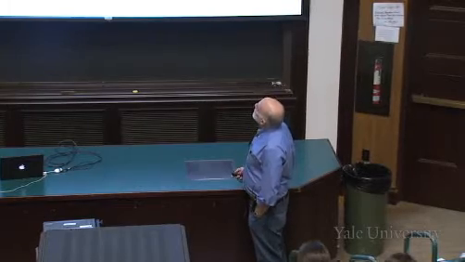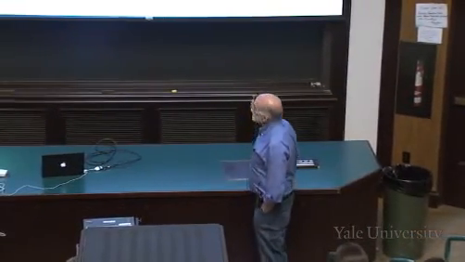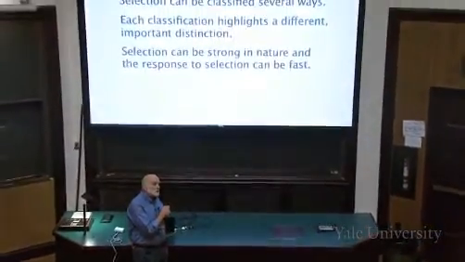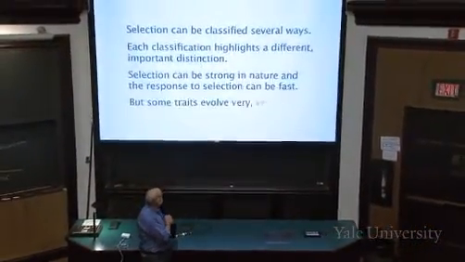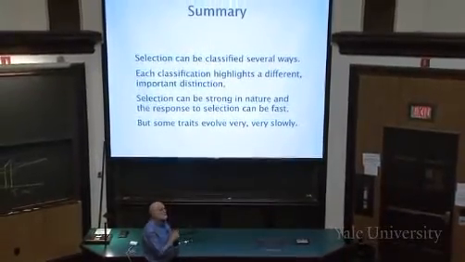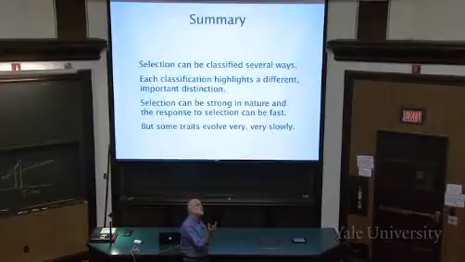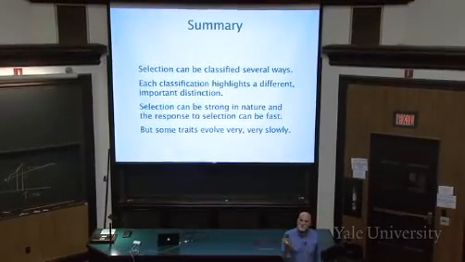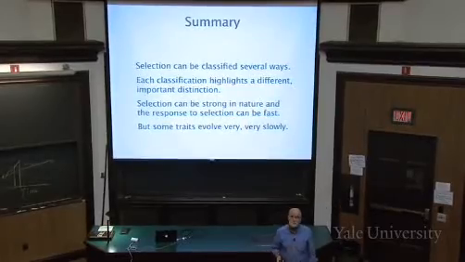Okay. We can classify selection a number of different ways. Each of the methods of classification highlights a distinction. Selection can be strong and the response can be fast, but some traits evolve very, very slowly. And you need to be able to hold those two facts in your mind and have intellectual tools that will allow you to deal with both situations.